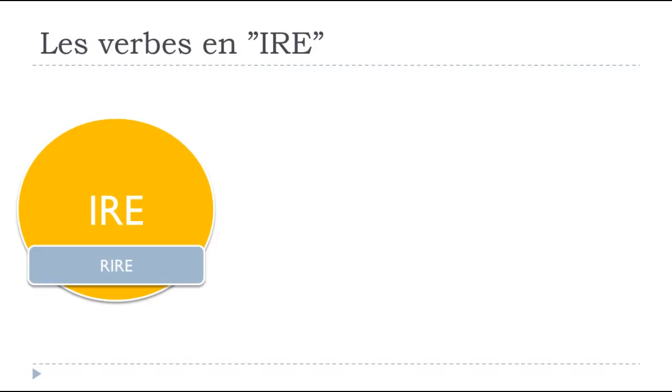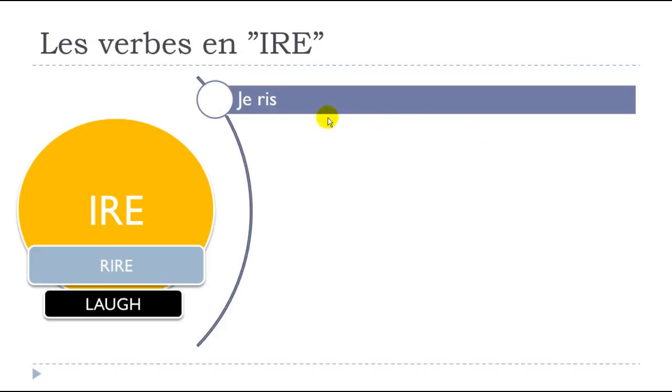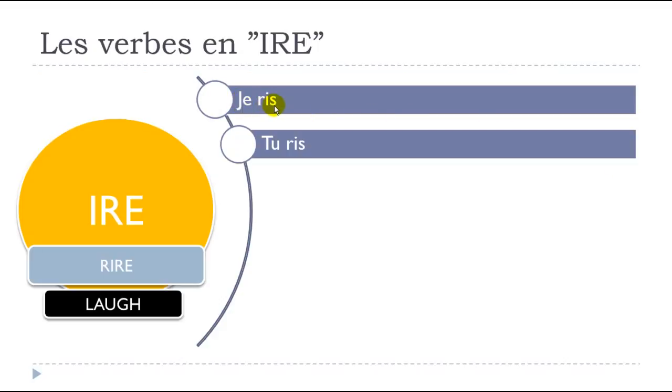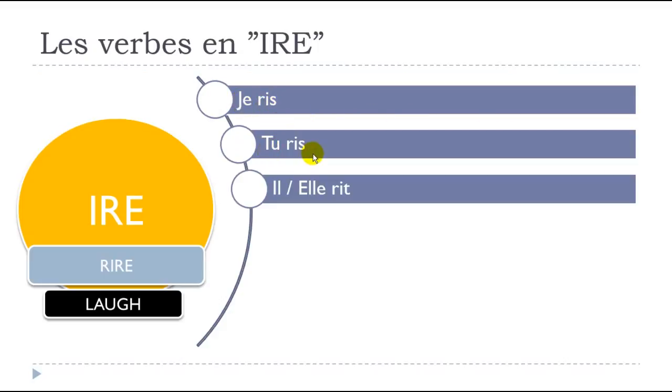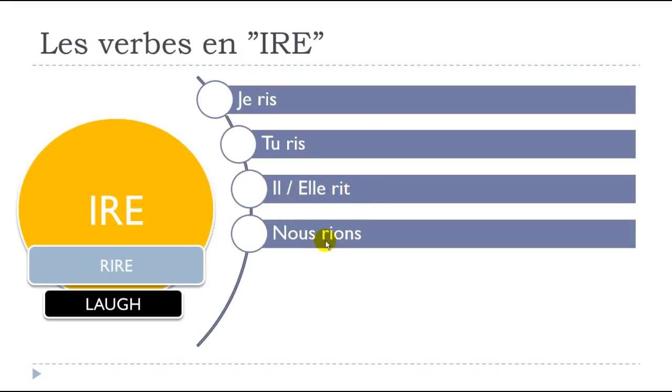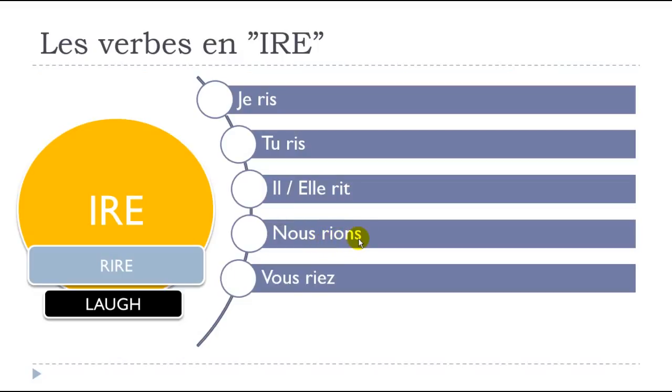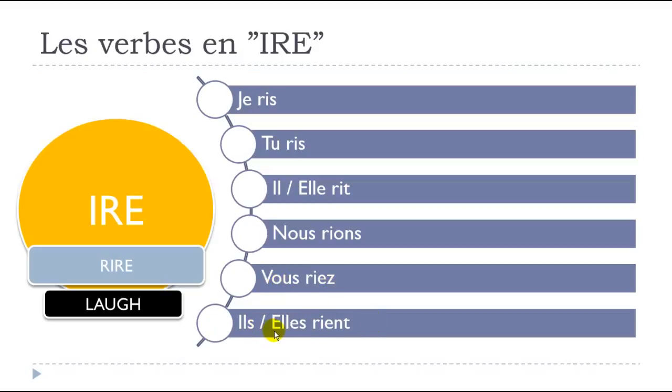Rire, and it's to laugh. Je ris, tu ris, il rit, elle rit, nous rions, and this is a tricky thing, nothing between I and O, rions, vous riez, il rit, elle rit. And keep in mind that here at the end, you've got this E and T.